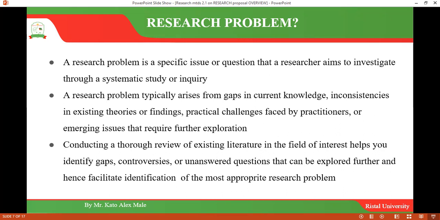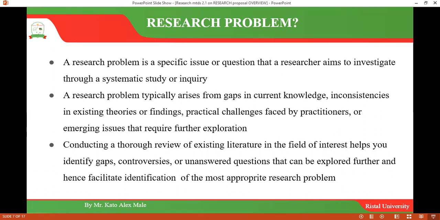It typically arises from gaps in current knowledge, inconsistencies in existing theories or findings, practical challenges faced by practitioners, or emerging issues that require further exploration. These are some of the aspects that can give you a research problem. These are some of the aspects that we health workers can find gaps in, and then we try to come up with research projects to fill these gaps.